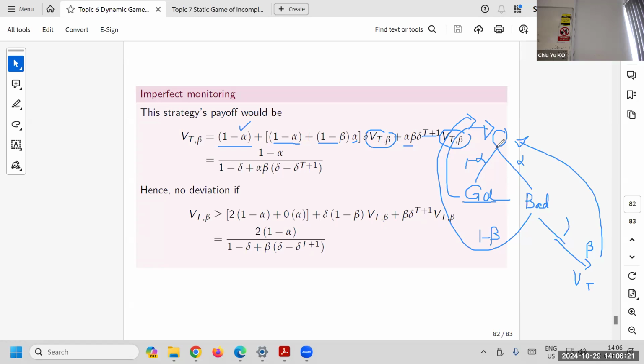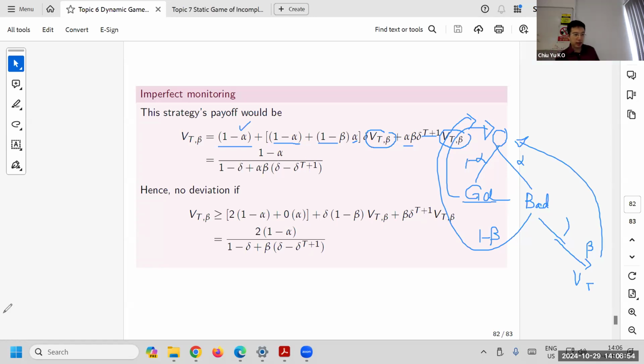But if not, the God doesn't forgive me, then we enter into T periods of nothing, right? Because the punishment is like this: the God looks at the temple and decides whether to punish me. It is delta raised to the T plus 1 period, because you get T periods of 0, and then afterward go back to collaboration. So the rule is like this.